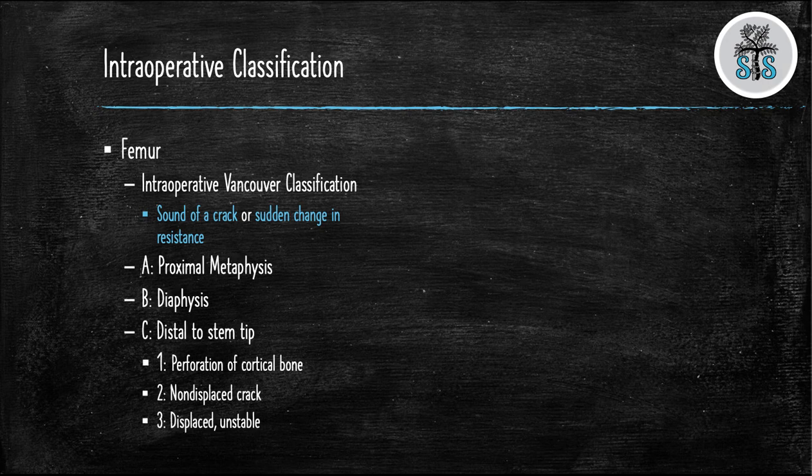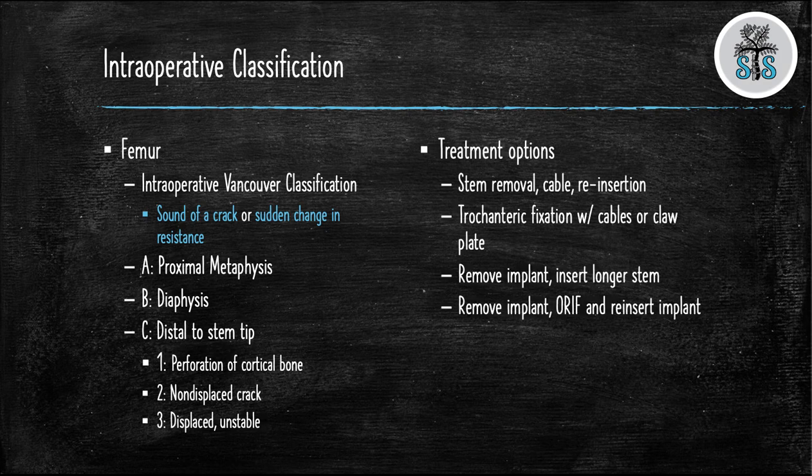There's an intraoperative Vancouver classification for femur fractures in which the fracture is broken down into A, B, and C. A is a fracture of the proximal metaphysis, B is a fracture at the diaphysis, and C is a fracture distal to the stem. These are further broken down into 1, 2, and 3. 1 is a perforation of the cortical bone, 2 is a non-displaced crack, and 3 is a displaced fracture or unstable fracture.